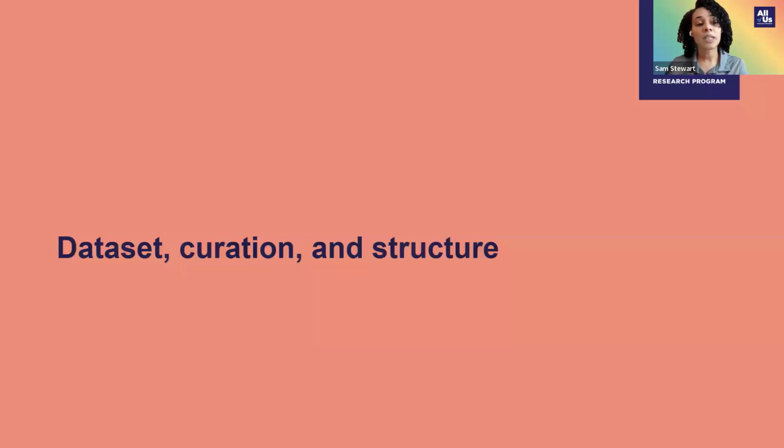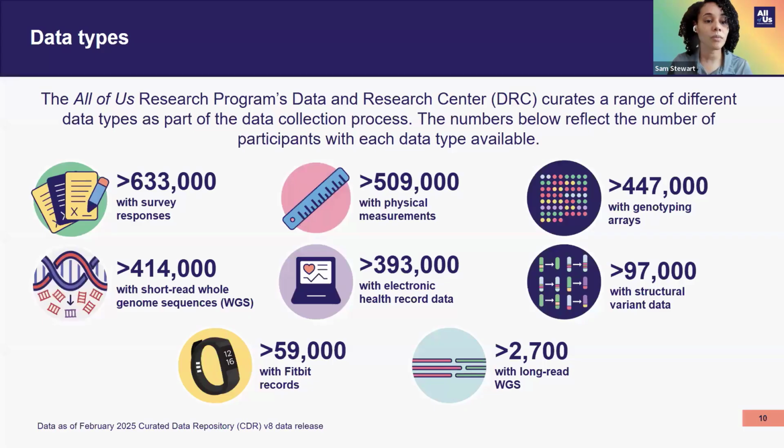So next, I want to talk about the data set, our curation process, and the structure of our data set in the Researcher Workbench. We offer many different data types in the All of Us research program to include survey information, electronic health record data, physical measurements, and wearable data. And you can see all the numbers here on your screen.